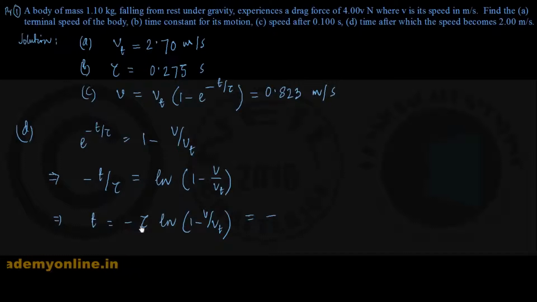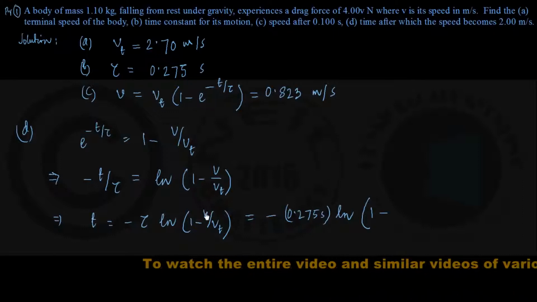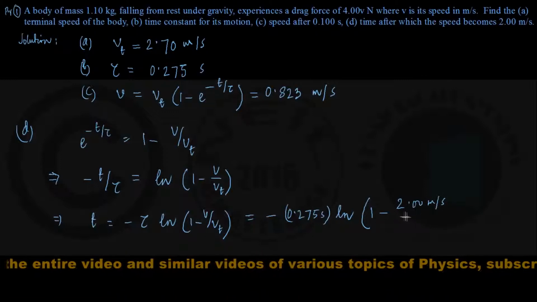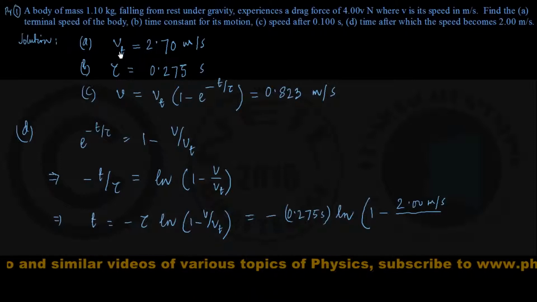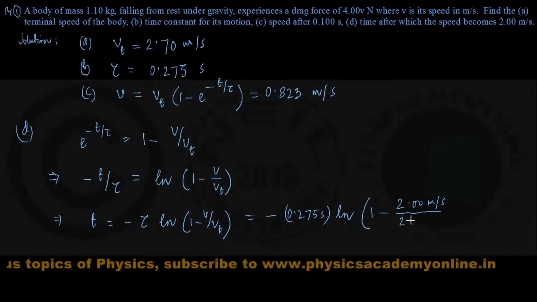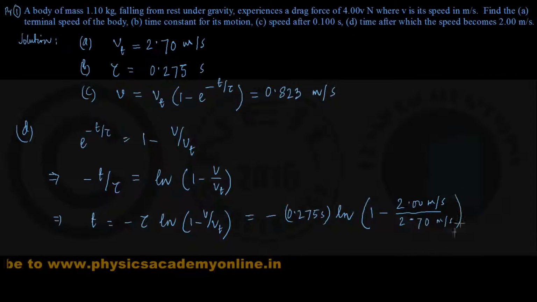Minus, time constant tau has already been found in part B of the problem, that is 0.275 second. So I put the value, into log of, in bracket, 1 minus, they say the speed has to become 2 meters per second. That's the value of v. So we write here 2.00 meters per second, which is 3 significant figures, divided by the value of vt, the terminal speed, which has been found in part A of the problem to be 2.70 meters per second. So we put that value as well, 2.70 meters per second.